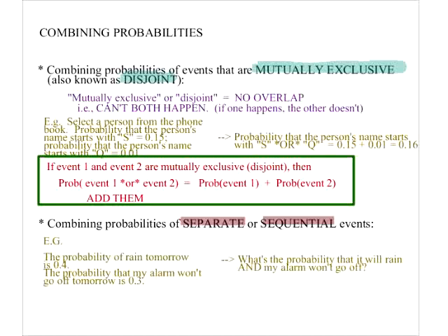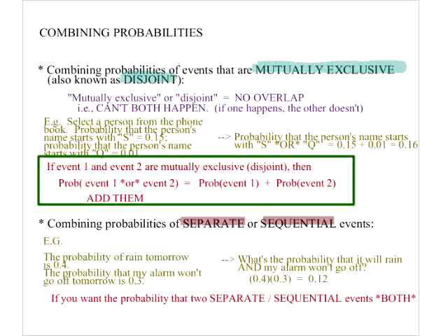So yeah, a couple of you are giving this to me already. It's just 0.3 times 0.4. So if you want the probability that two separate or sequential events both happen, then you can multiply the probabilities.